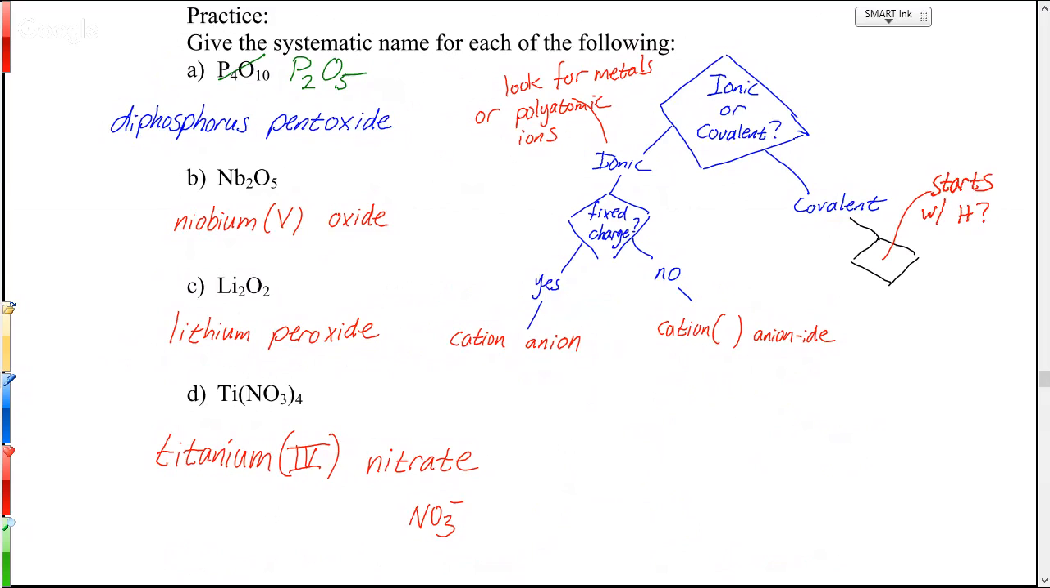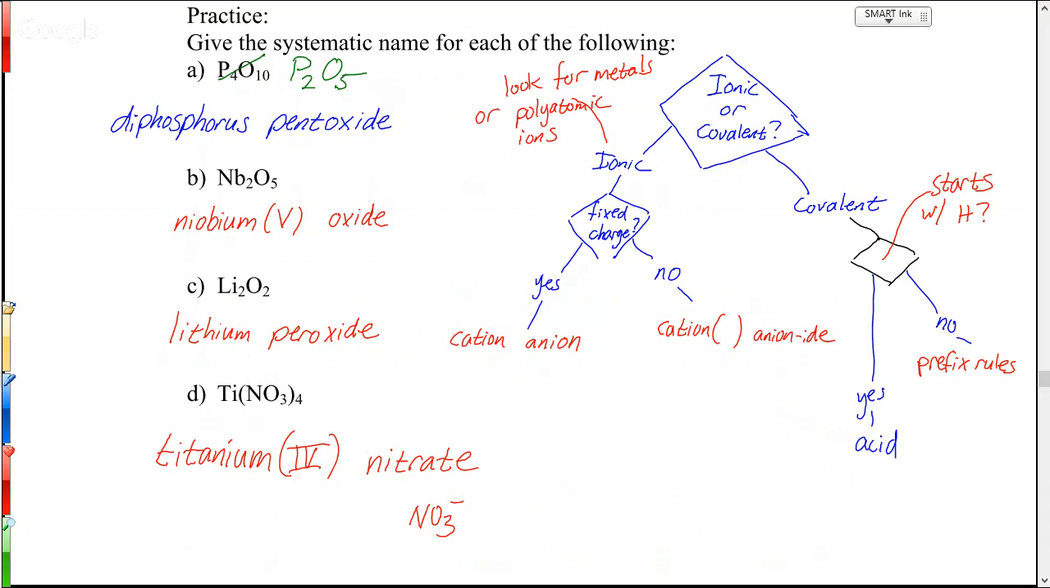Does the name, or does the formula, start with hydrogen? If yes, we're going to use the acid rules. If no, we're going to use the regular prefix rules. I don't know how to make that short, but we'll say prefix rules, you know, the di, tri, tetra stuff. So that's our full way of naming.